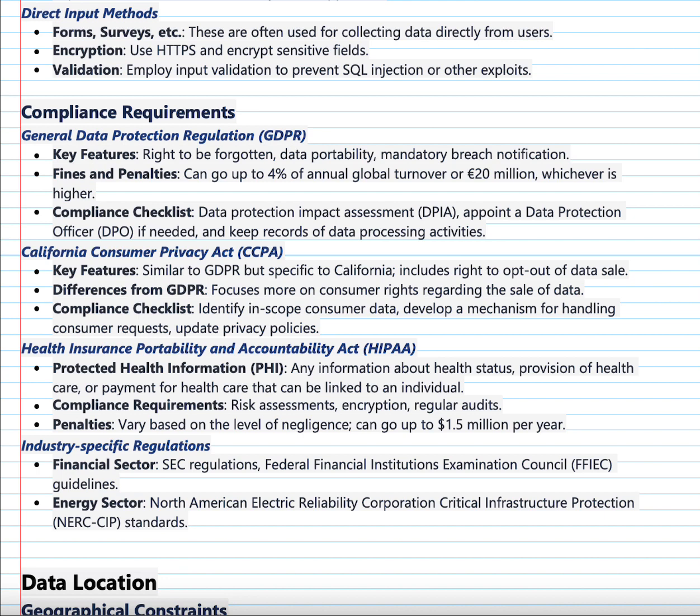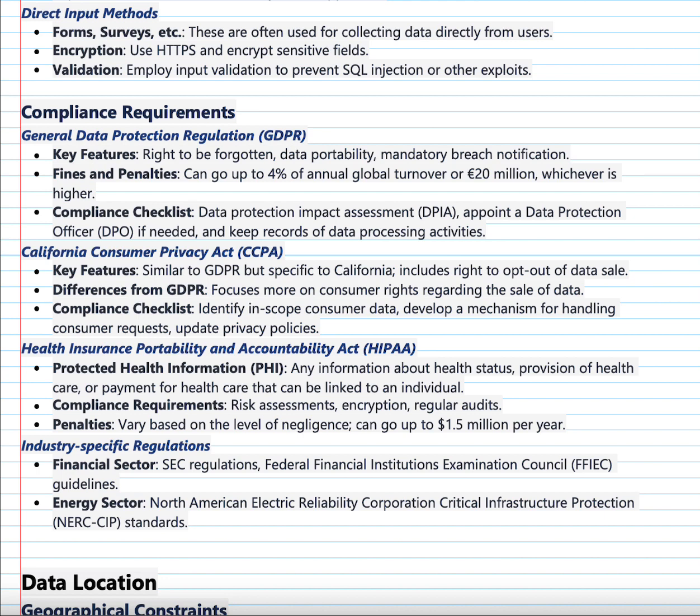So you want to ensure that you meet GDPR. Again, the fine can go up to 4% of the annual global revenue, or $20 million, whichever is higher. The data protection impact assessment is something that you'll want to do as it relates to GDPR. This DPIA is one of the aspects that you will do to make sure that you meet GDPR.